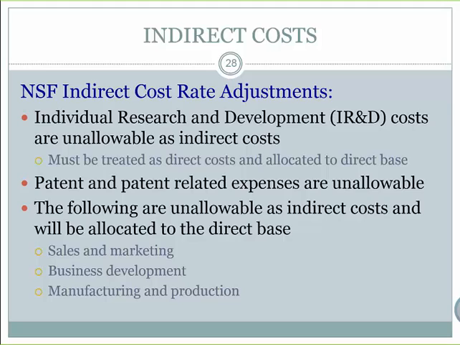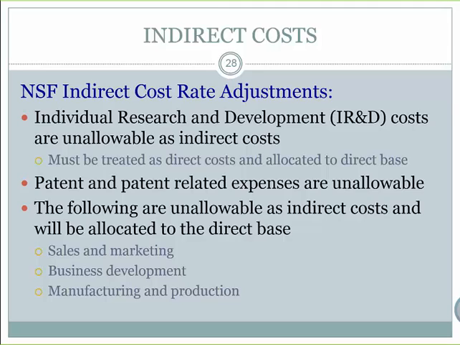These are the certain things that we don't allow, that we make adjustments for. So IR&D costs are not allowable as indirect costs. We would want them to be classified as direct costs. So if we see them, we're going to pull them out of your pool and we're going to reallocate them to the base. Patent and patent-related expenses are unallowable totally, pool and base, direct or indirect.